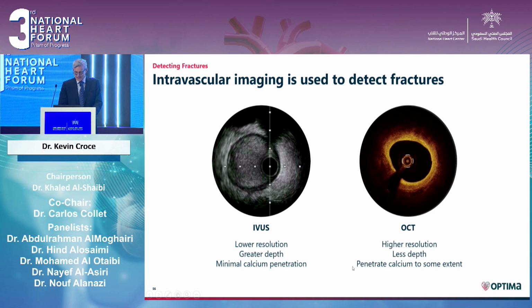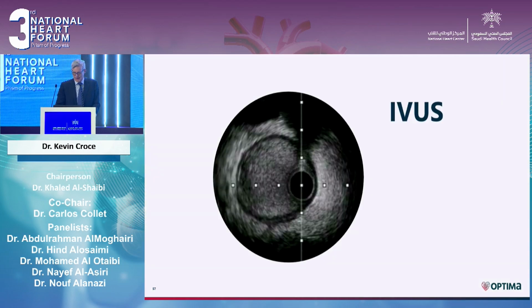As we know, IVUS is lower resolution. It does not show fractures as well as OCT, but it does have a greater depth of penetration. OCT is higher resolution, but penetrates less deep into the wall, and a lot of times you can use one or the other device in these cases. It's rare that we use both, but you need to be certain about the positives and the negatives of each modality as you're trying to assess calcium and assess its modification.